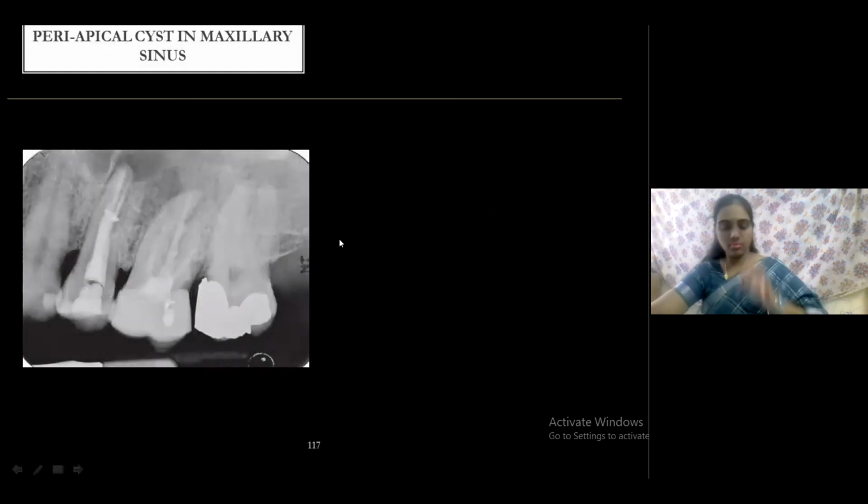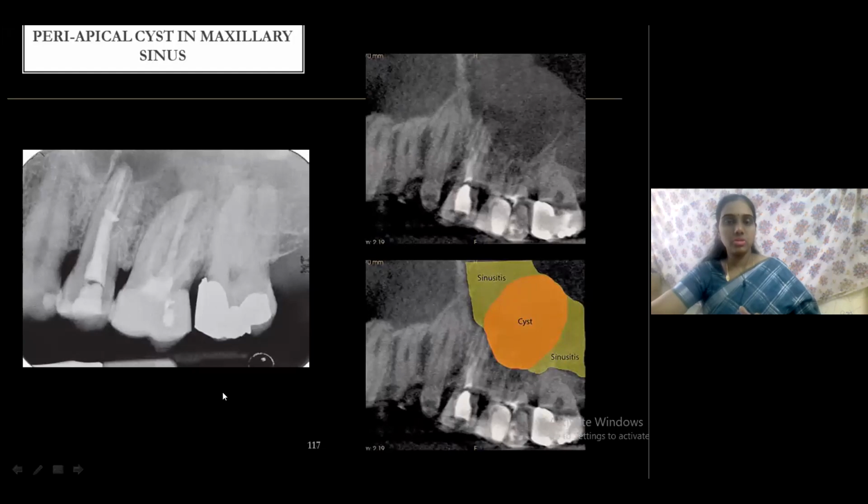So this is a case where there was a periapical cyst associated with the 25 and 26, and on seeing the CBCT sections, we were able to make out a thin radiopaque line going into the sinus, which is a maxillary sinus cyst involving the maxillary sinus, and apart from that, there was associated sinusitis also.